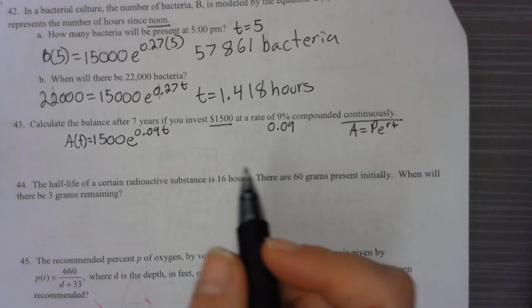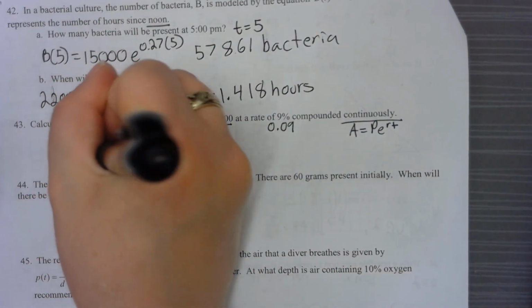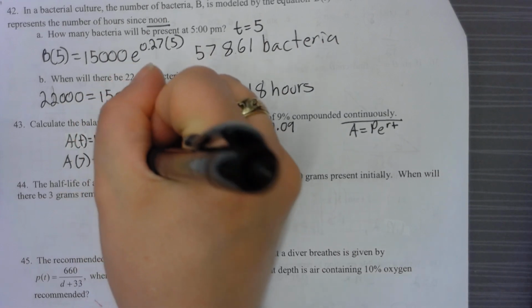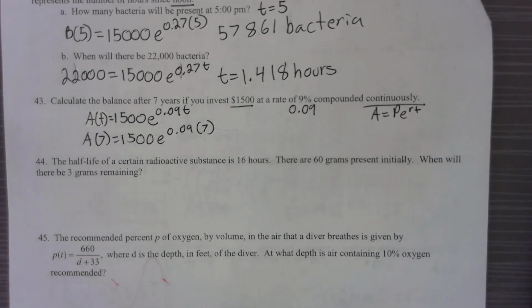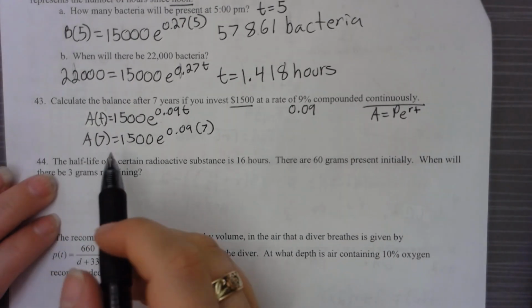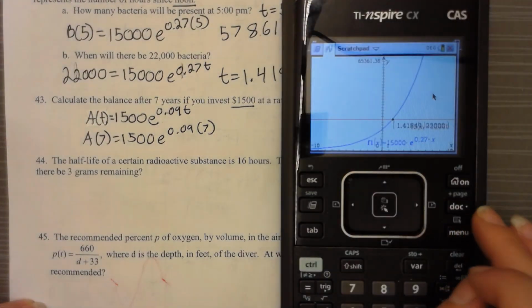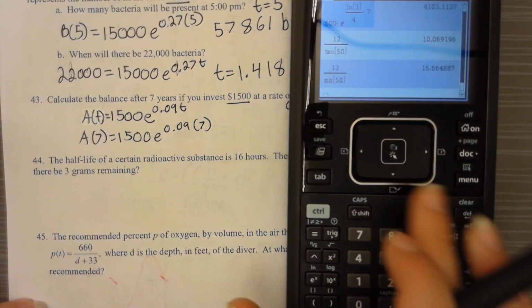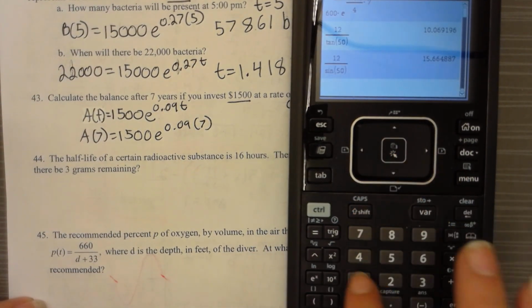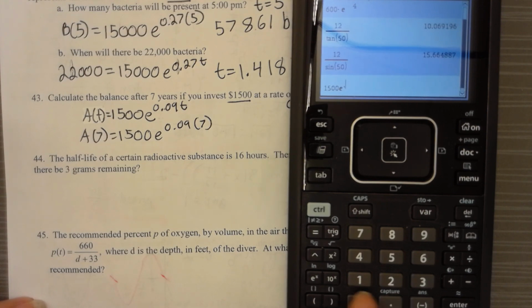Okay. And we're looking after 7 years, so what that means is we're looking for A of 7. Again, you could graph this, but in this situation, I don't need this graph for additional parts. So here it may actually be easier to go ahead and do it in the calculate portion, in which case we would do 1,500. Again, we're going to hit that E button, and we're going to do 0.09 times 7.